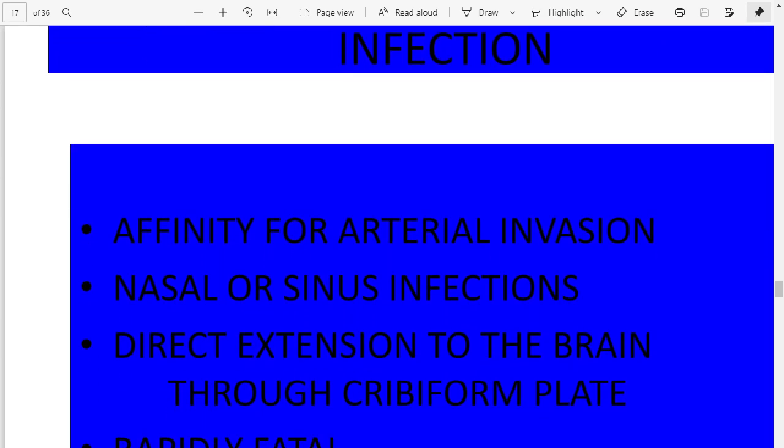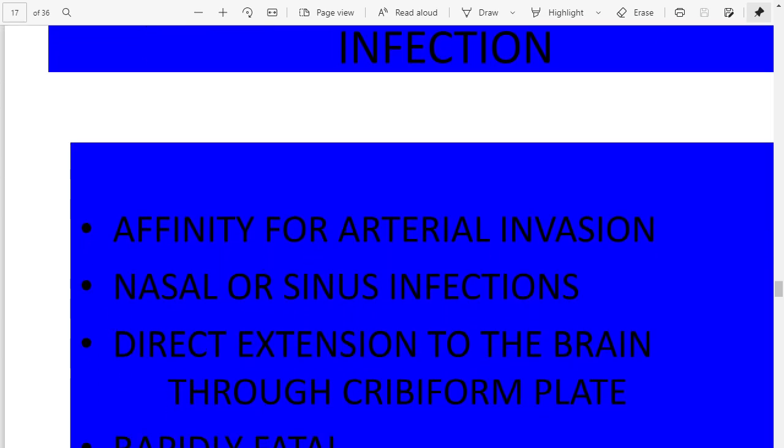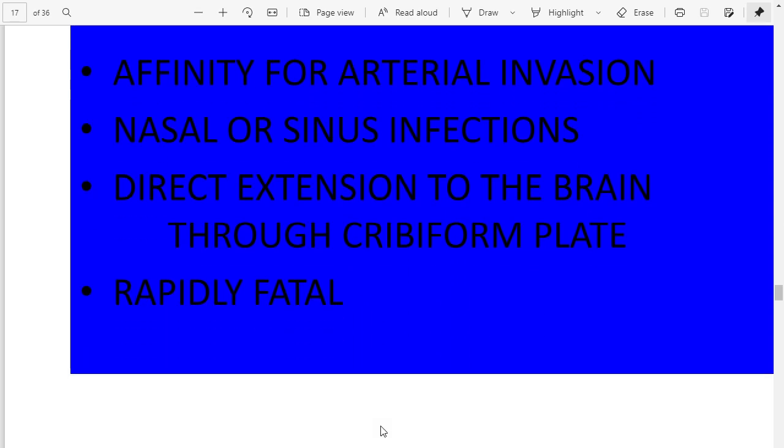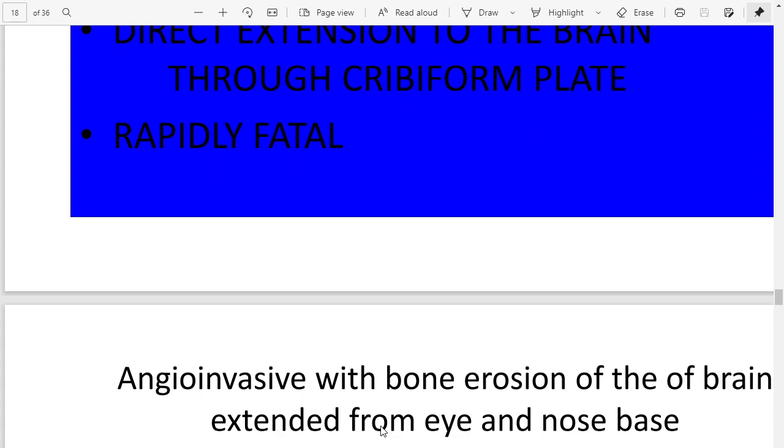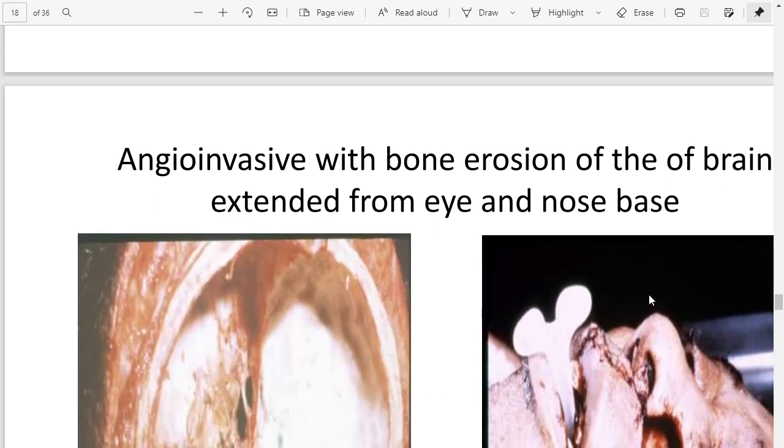Characteristics of a mucor infection, we repeat it again: affinity for arterial invasion, nasal or paranasal sinus infection, direct extension to the brain, and rapid fatality. Even the ENT doctors could not save the patient if he came late because of rapid massive necrosis. See, this is a cadaver, a person who died of this condition. Look, the fungus has eaten his nose, and there is a depression here and a complete area of necrosis and the bleeding.